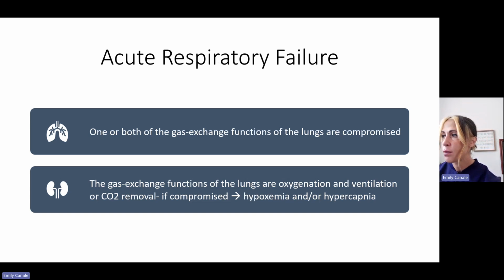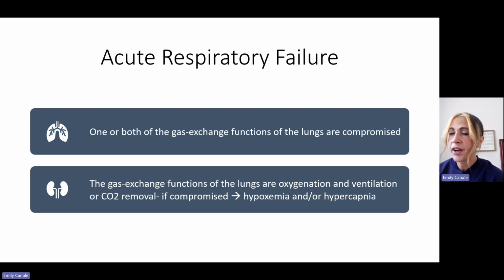So that is pulmonary embolisms. Please, if you have any questions on that, write them down, because now we're going to get into acute respiratory failure, and we're going to get into acute respiratory distress syndrome.